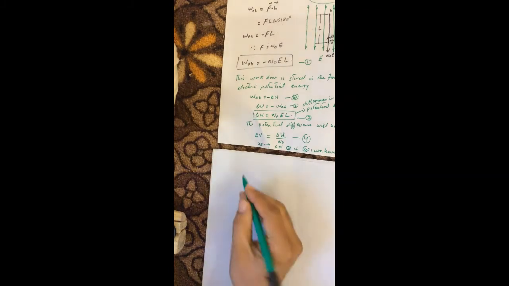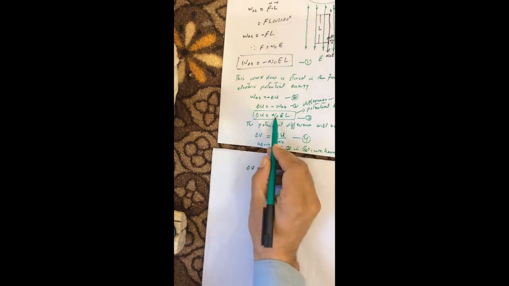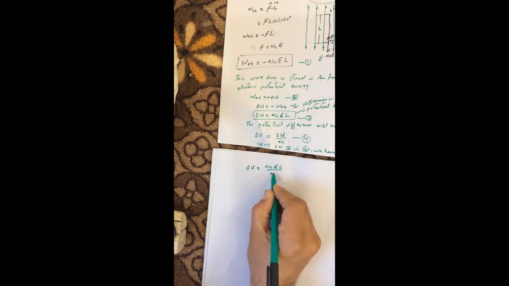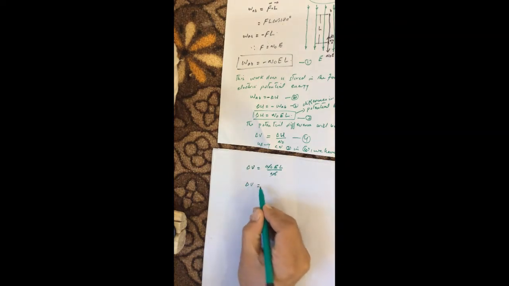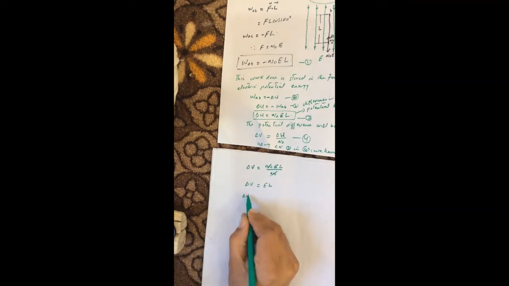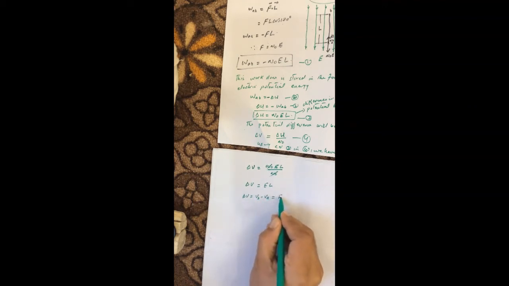What we get is delta V is equal to delta U, whose value is this one, which is Q naught EL over Q naught. Q naught cancels with Q naught, so we are left with delta V is equal to EL. Delta V is basically VB minus VA, which is equal to EL.